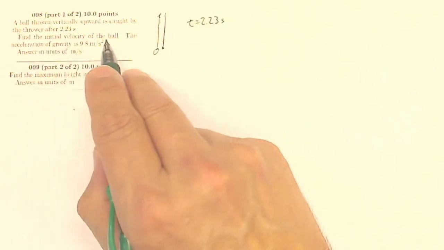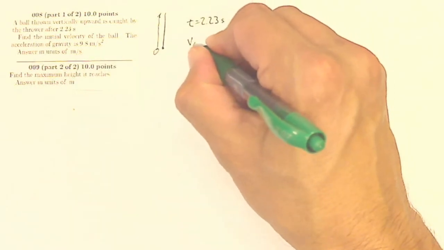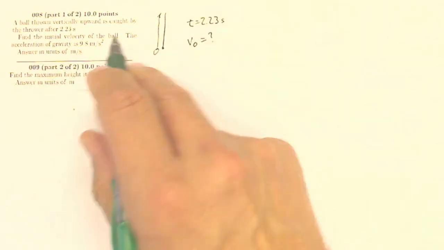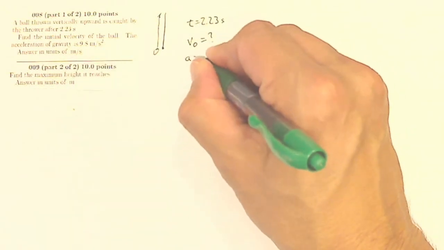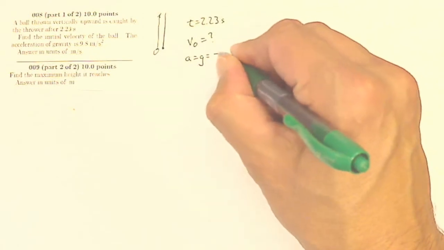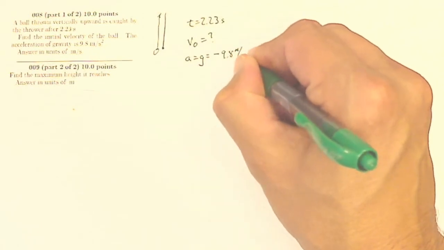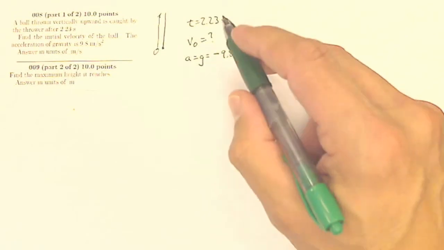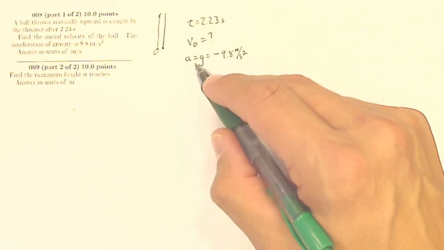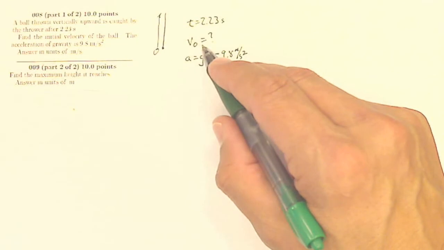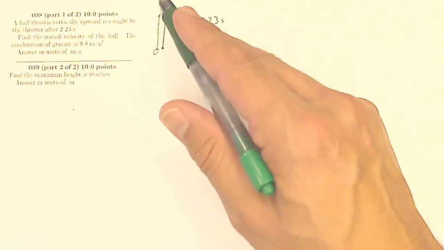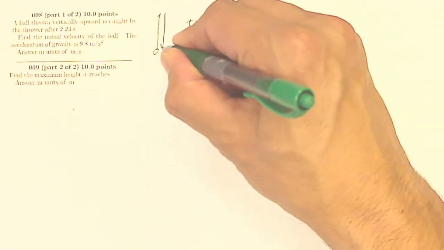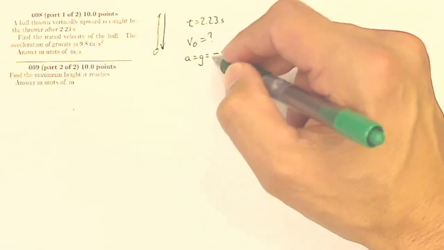Find the initial velocity of the ball. So I'm looking for my initial velocity. The acceleration of gravity is 9.8 meters per second squared. So we will write that my acceleration, gravity, is negative 9.8 meters per second squared. So I have time, initial velocity, acceleration, and I'm looking for the initial velocity. Well, that's only 3 variables. I need a fourth in order to apply my equations of motion. So I've got to figure out something I know about this flight that will tell me how to solve it.